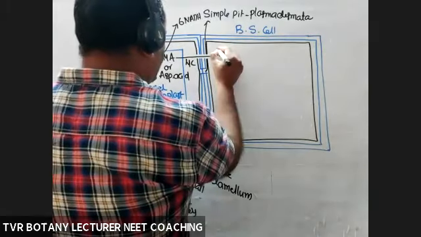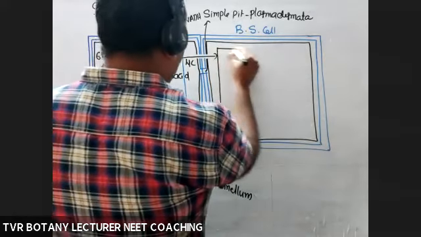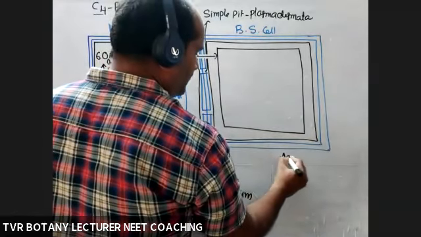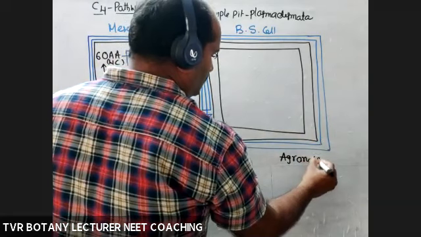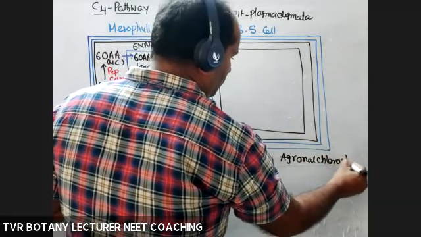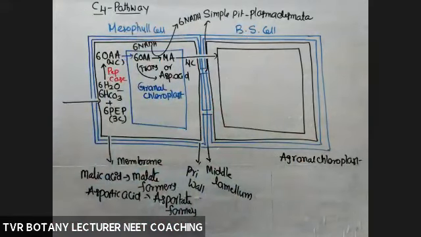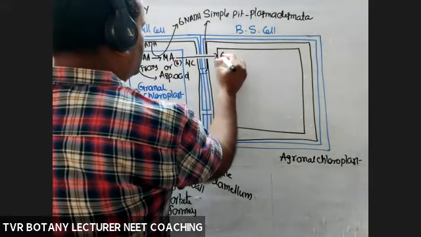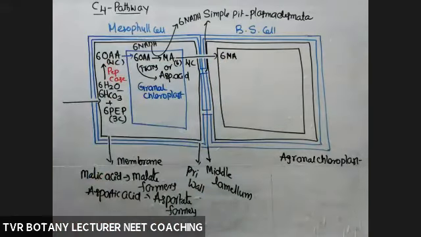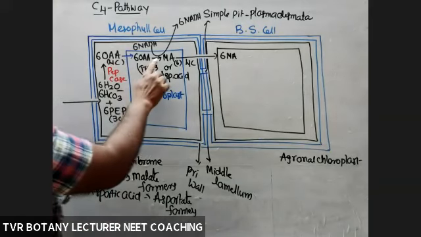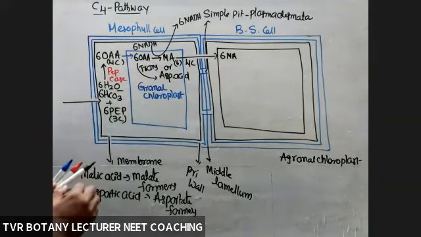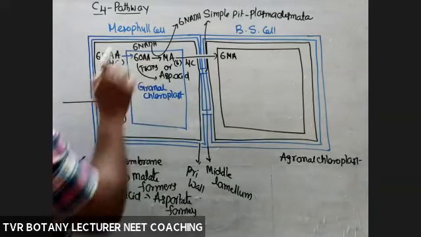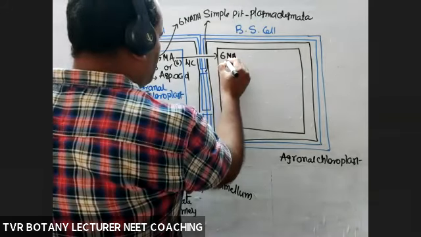Okay, so next chloroplast is agranal chloroplast. This one is agranal. So agranal chloroplast. Now, six molecules of malic acid. Okay, so here the enzyme required is malate dehydrogenase, NAD dehydrogenase. Okay, and here the enzyme required is malic enzyme.